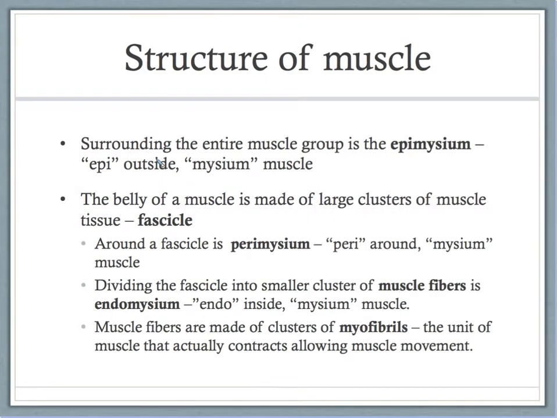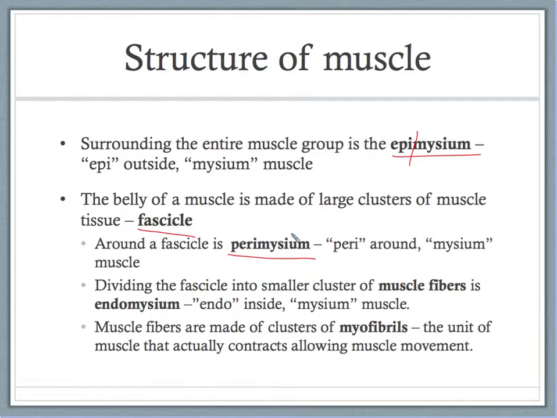I'll give you another picture here after this. The belly of the muscle, the whole muscle itself, is surrounded by what's called the epimysium. So epi meaning outside and mysium referring to muscle. Within your whole muscle, you have these individual bundles of muscle fibers, and we call those fascicles. So a large cluster of muscle tissue is called a fascicle. And each of those fascicles are surrounded by another layer of fascia. And this is called the perimysium. Peri being around, mysium being muscle.